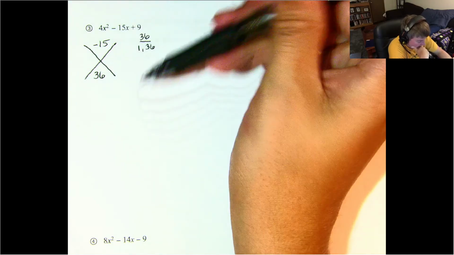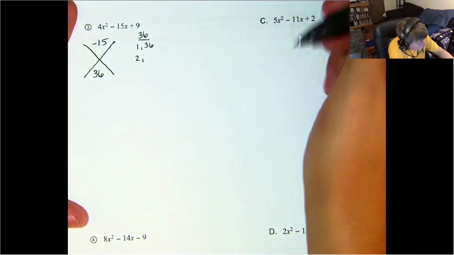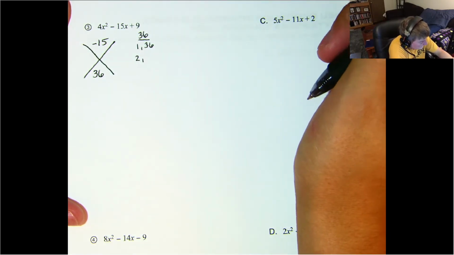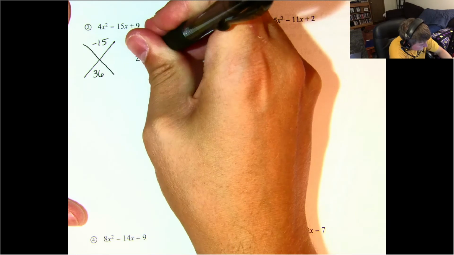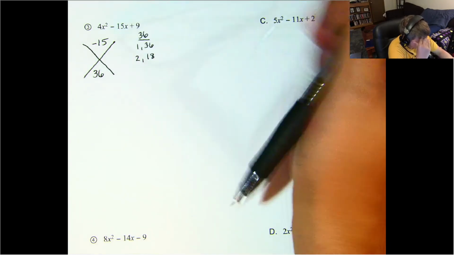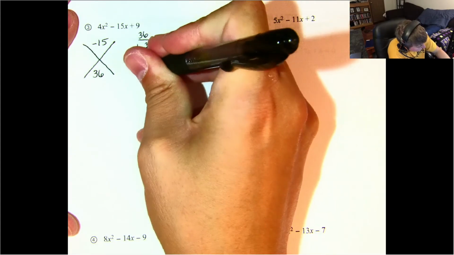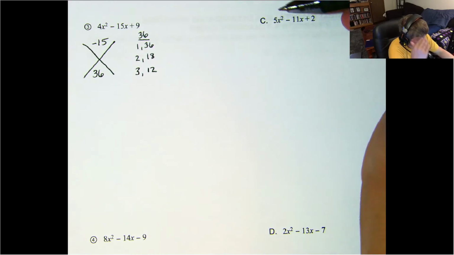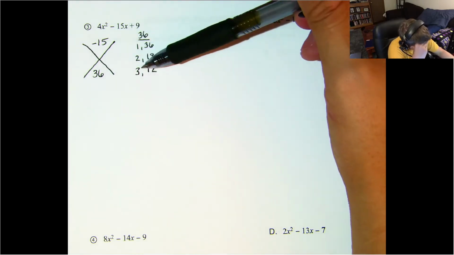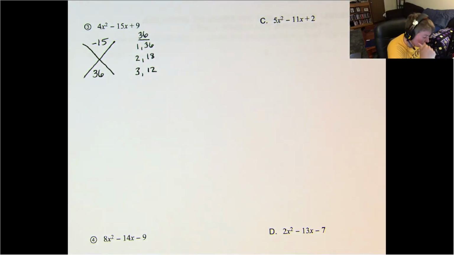So let's start with our first combination, which is 1 and 36. That's not getting to 15, so we're going to have to move on to 2 and 18. I can get to 20 and to 17, but not to 15, so that is not my combination. 3 and 12 is my next combination. Well, with 3 and 12, I can get to 15, but negative 15 might seem like a little bit of a problem.